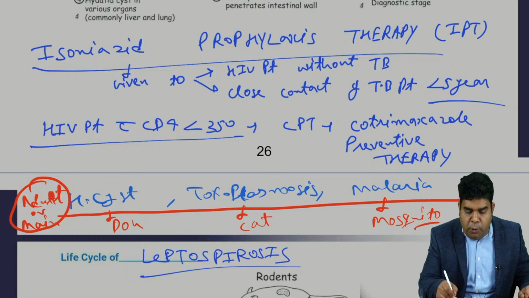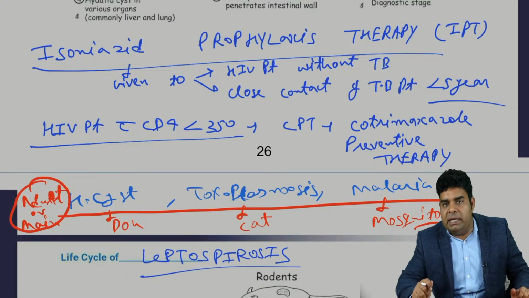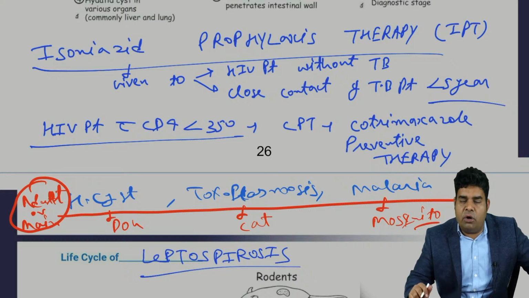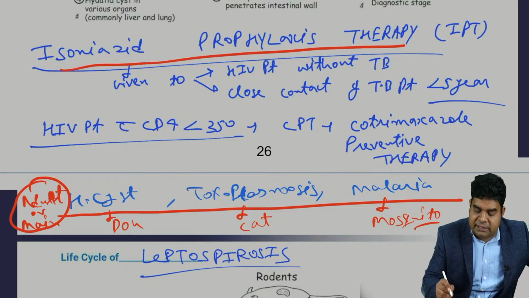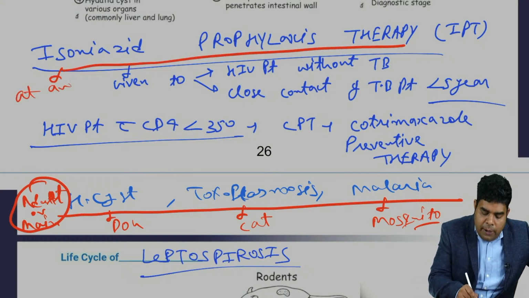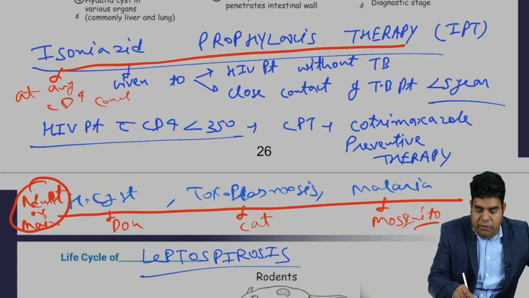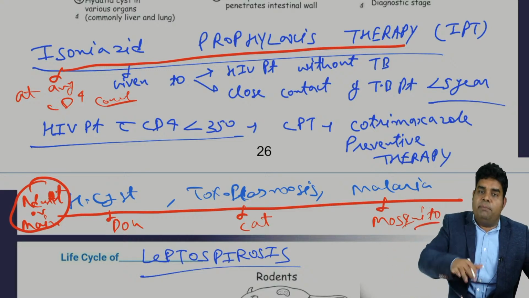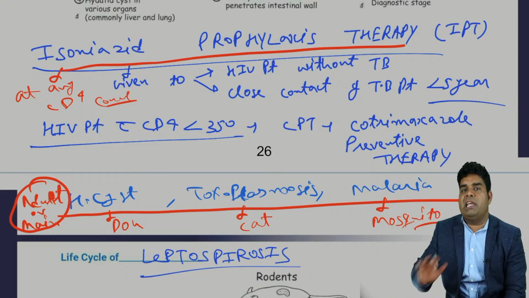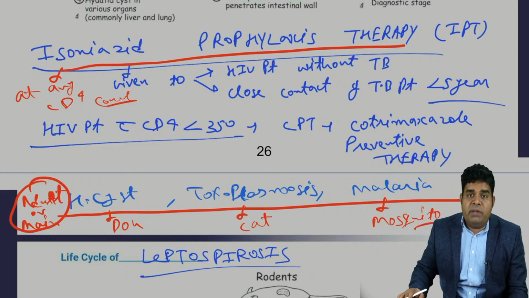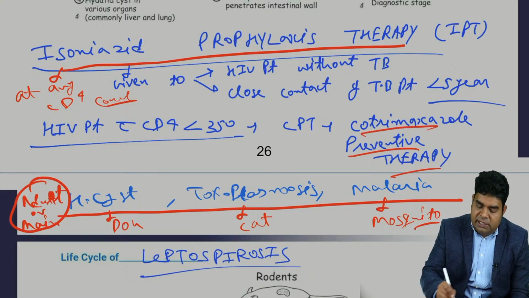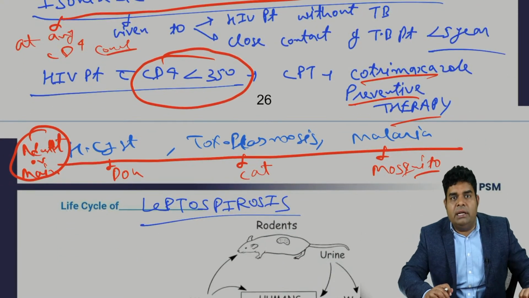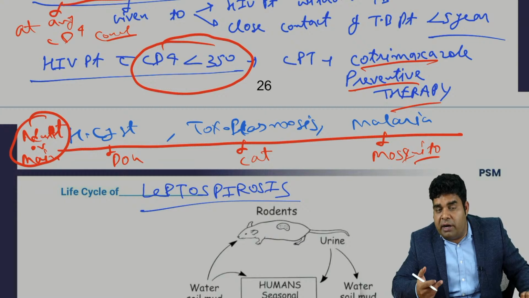Now, there are 2 points written. Suppose in the family of a TB patient, a less-than-5-year-old child lives. To that child, there is a risk of TB. We give isoniazid prophylaxis therapy at any CD4 count. We don't do CD4 count and all, and we start giving isoniazid prophylaxis therapy to all contacts of a TB patient, as well as in HIV patients. If they do not have TB, we prevent TB by giving isoniazid prophylaxis therapy. But when we are giving cotrimoxazole preventive therapy, then the CD4 count must be less than 350, because below 350 mostly those opportunistic infections will occur.